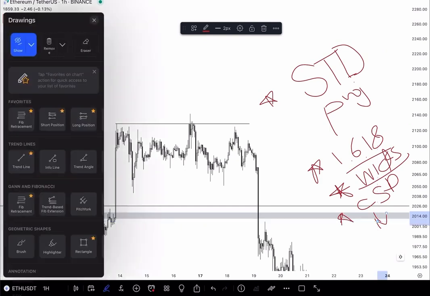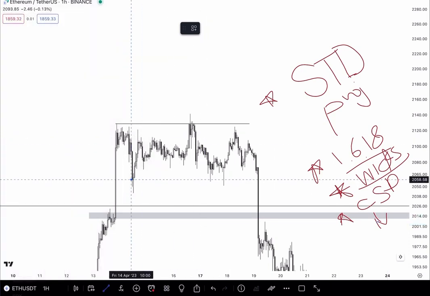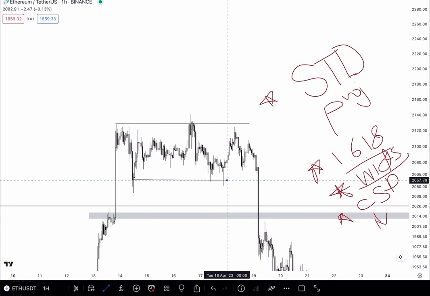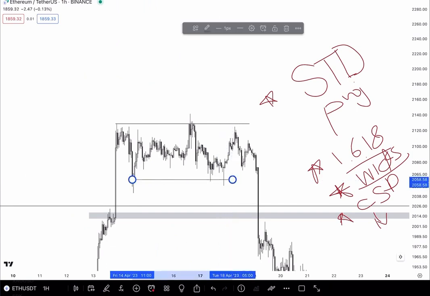But for now, let's focus on rejection blocks. This is a rejection block. Why did price stop here? It stopped at the wick of the order block. You see?